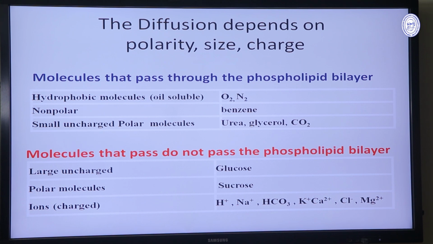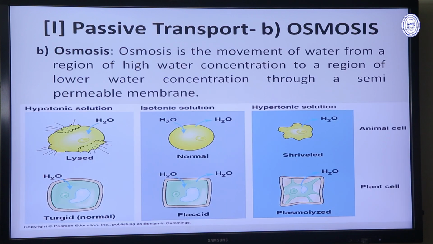Molecules that will not pass this lipid bilayer are large uncharged molecules like glucose, polar molecules like sucrose, and ions like proton or sodium ion. So, any kind of charged molecule will not pass through the lipid bilayer, but a cell needs these molecules to get entry into the cell. Here comes the effect of protein molecules.